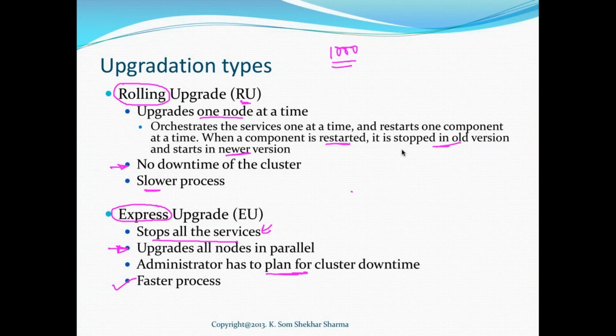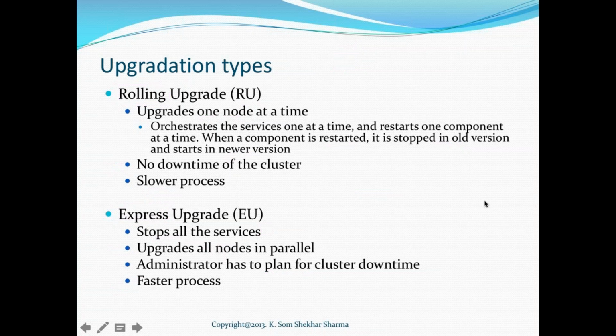Let's say in HDP 2.4 there is some feature that requires stopping all the processes, so you cannot go for a rolling upgrade in that case. I'm not sure what kind of features there are, but there are a couple of things which determine whether it goes for a rolling upgrade or an express upgrade.